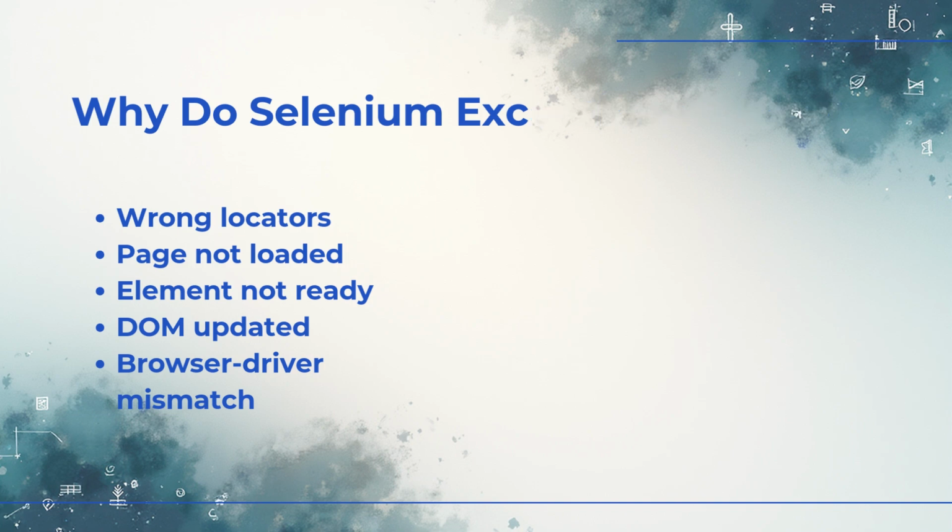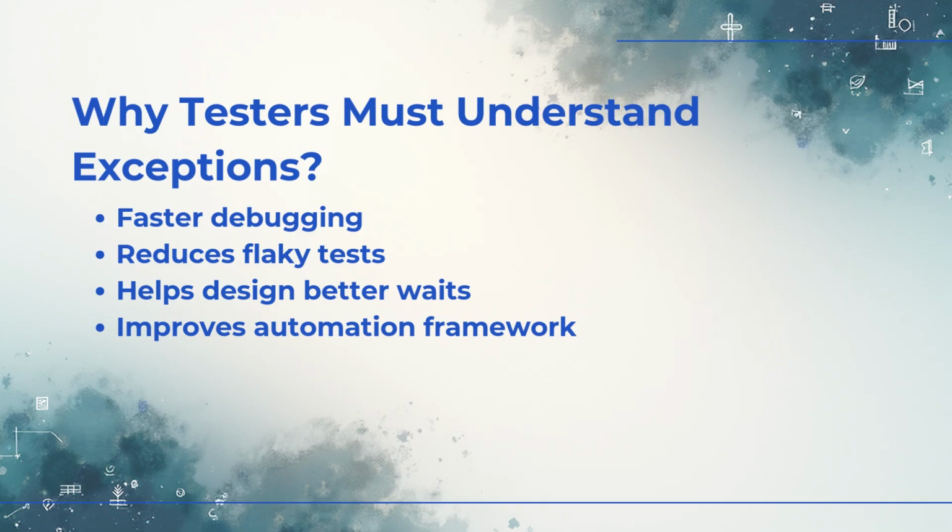Why should testers understand exceptions? Understanding exceptions is extremely important as a test automation engineer. It helps you debug failures much faster. It reduces flaky and unstable tests. It allows you to design smarter locator strategies and better wait conditions. And overall, it improves the quality of your automation framework. If you know what exceptions you are dealing with, half of your debugging work is already done.